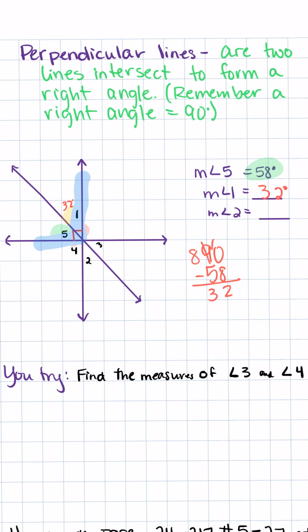So if we look for measurement 2, well, if you see that 1 is 32 degrees and 2 is opposite of it, that means that they're vertical angles. And therefore, vertical angles are congruent, which means they have the same measurements. So the measurement of angle 2 is also 32 degrees. So you try, find the measurements of angle 3 and angle 4.